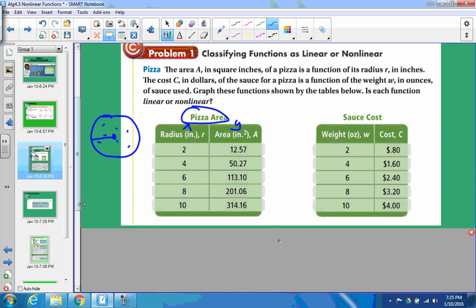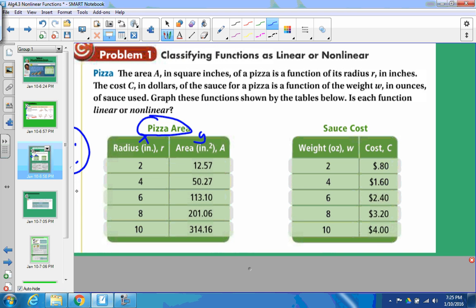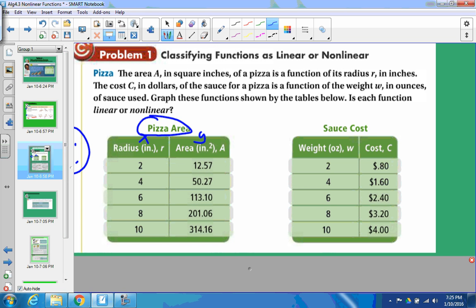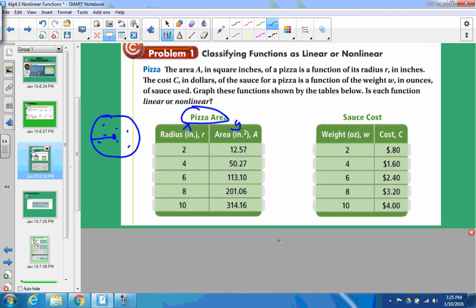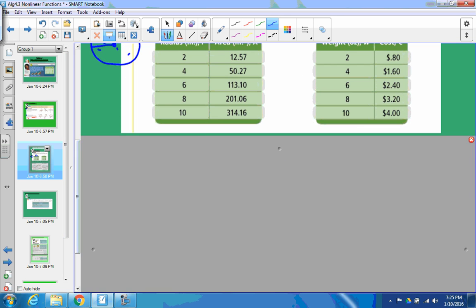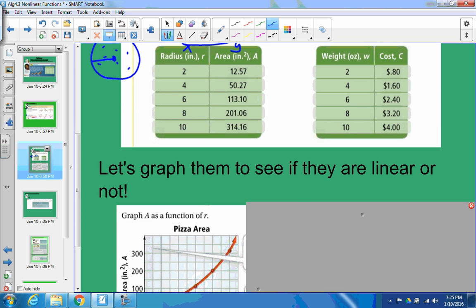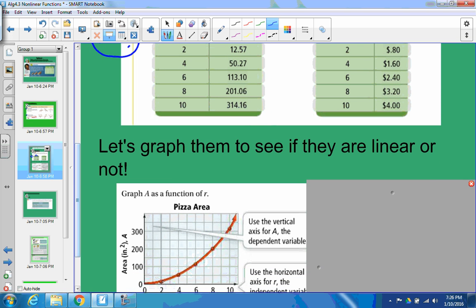So if you were to graph that, because graphing them is the best way to tell if it is a function or not, or a linear function or a nonlinear function. So let's graph them and tell whether it is linear or not. So if you were to graph the one on the left, we have the first ordered pair, 2 and 12.57. So that would be right about here. Now again, when you're making your graph, you can make the x and y axis numbered how you want, as long as they're going up by the same every time.